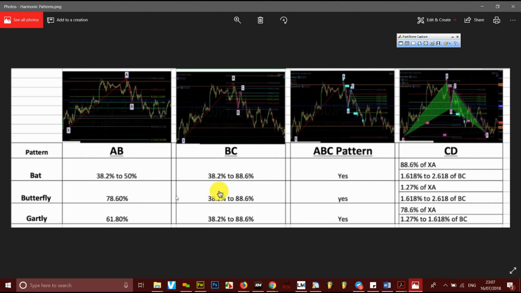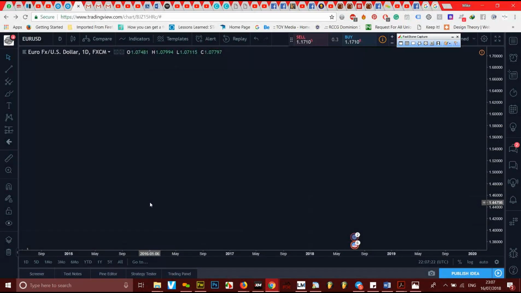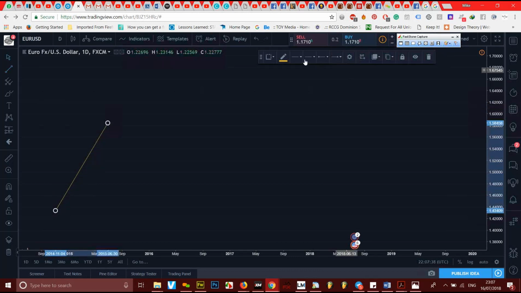Now, what exactly is this pattern? How do you trade it? How do you identify it? The first rule for trading any of these advanced patterns is to ensure that you have what they call the impulse leg. Now, it could be a bullish impulse leg. I think I'd like to make that a bit thicker. Yeah, that should be fine.